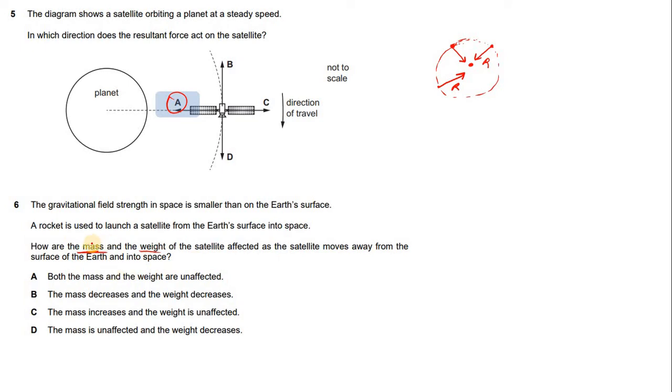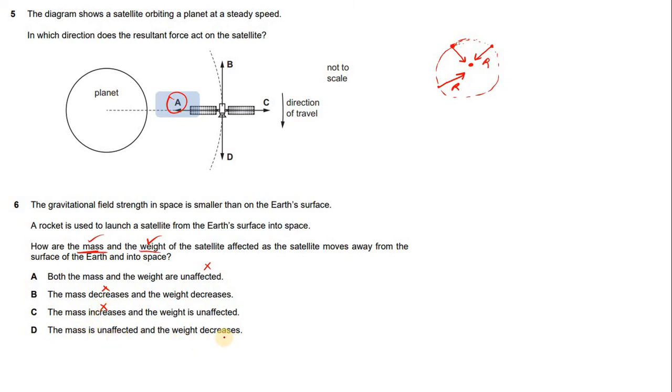So remember, mass is the quantity that does not change no matter where you go. You go anywhere in the whole universe, the mass is the same, but weight keeps changing from place to place. So weight will be changing and mass is constant. So mass and weight, no, both are not affected. Mass is unaffected, but weight will be affected. Mass is decreased, no. Mass is increased, no. Mass is unaffected and weight will decrease.